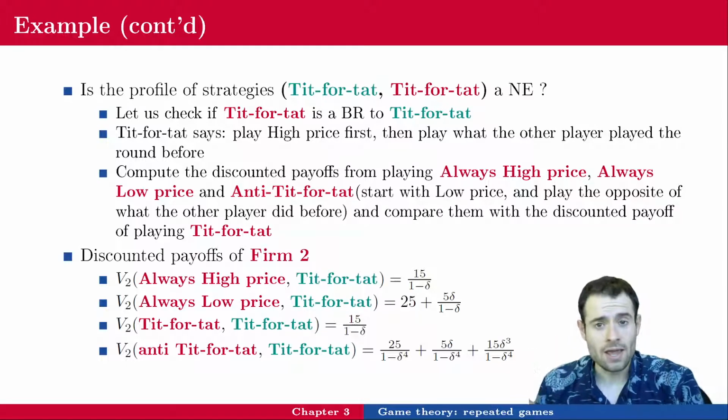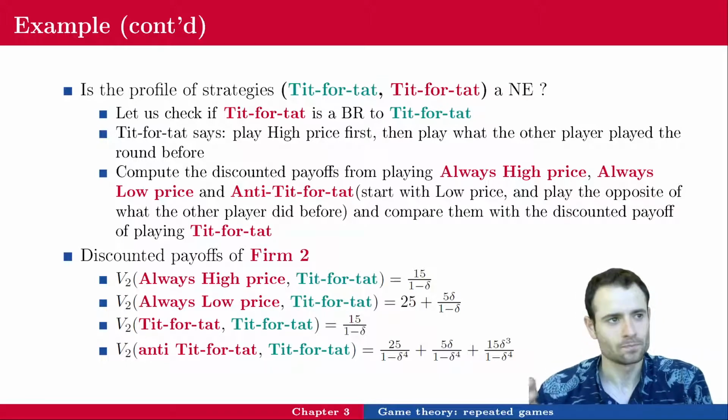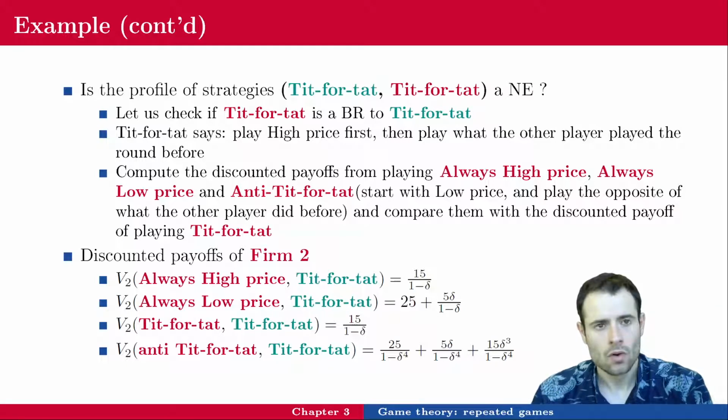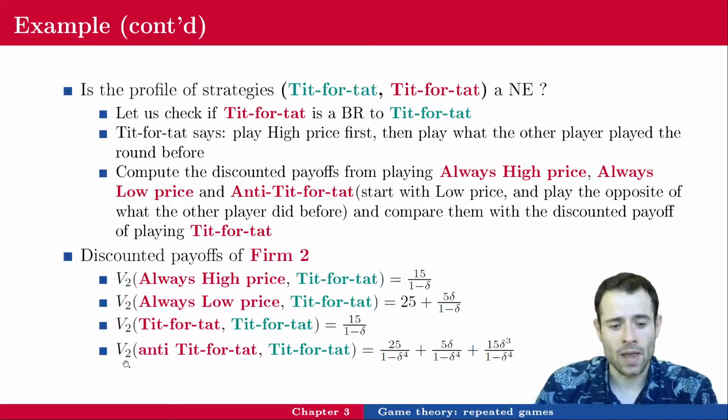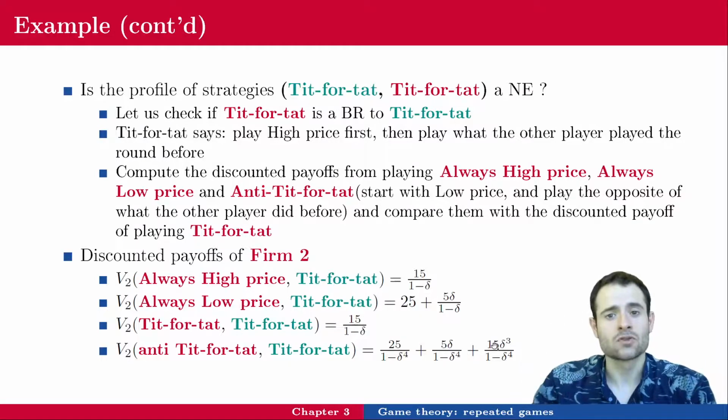On the fourth day, I think I'm going to stop after the fourth day because it's getting tricky. Very hard to just think about it without writing things down. On the fourth day, firm 1 will play high price, and firm 2 will play high price as well. So on the fourth day, firm 2 will make a payoff of 15. And so on and so forth.